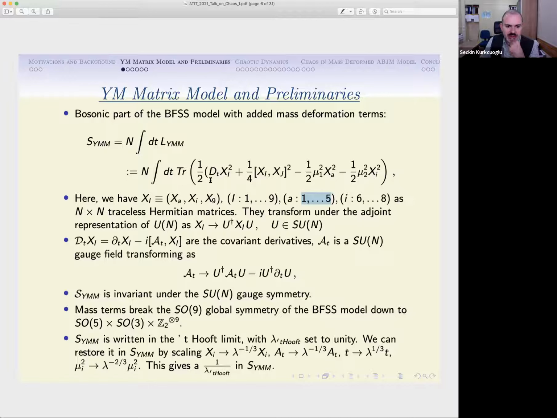So these are the matrices, and we like to write down an action in terms of these matrices. And these matrices, the matrix entries, depend on time only. So all the matrix entries can depend on time. So the action involves only an integral over time.